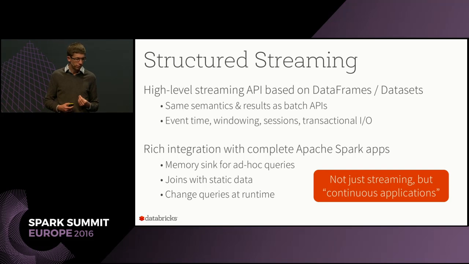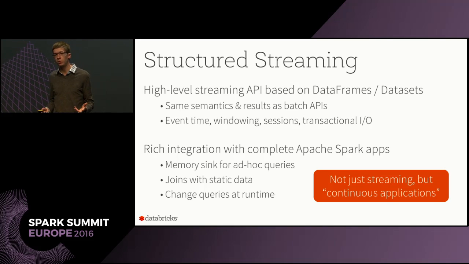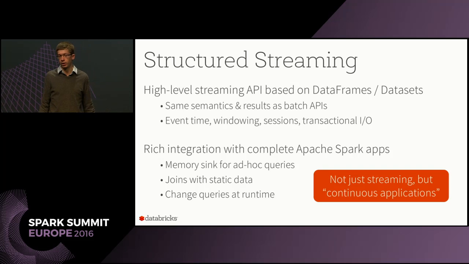You could just do it in this one system. So there's a memory sink that allows you to do ad hoc queries on the state. Spark can compute on static data. So using structured streaming, you can join against static data and against the results of batch jobs. And finally, Spark lets you add and remove queries at runtime, and it schedules them dynamically. So we support this in structured streaming as well. You can add queries as your application evolves.